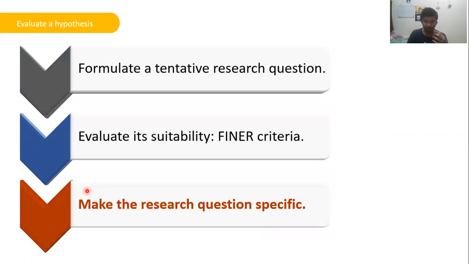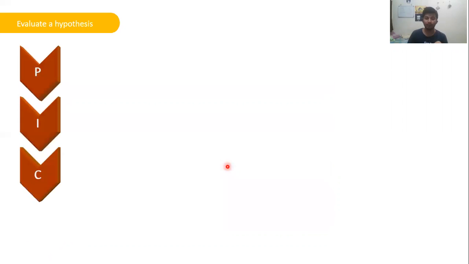So once we are done with that, what we first did was write down the initial research question. Then we evaluated it: does it fit the final criteria? Is it feasible, interesting, novel, ethical, and relevant? After that, we have to make the research question more specific. How do we do that? For that, we have the PICO criteria.